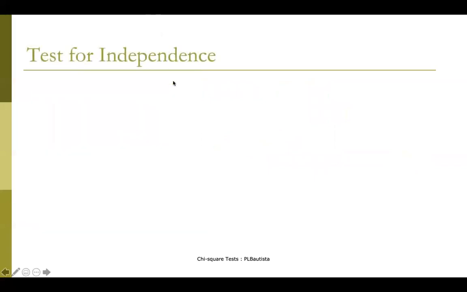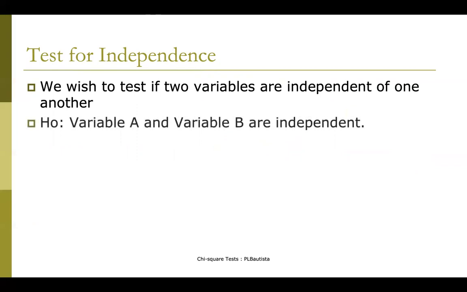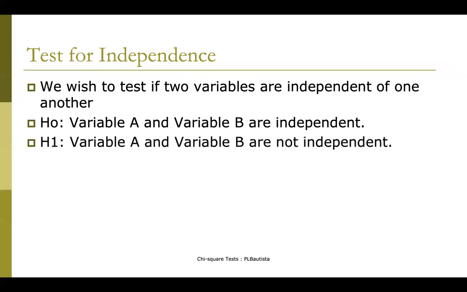So for the next application, we call this the test for independence. We want to test whether two variables are independent of one another. In other words, we want to test if one variable has an effect on another variable or if these two variables are independent. Our null hypothesis is that the two variables are independent, meaning they have no effect on one another, while the alternative is that the two variables are not independent.